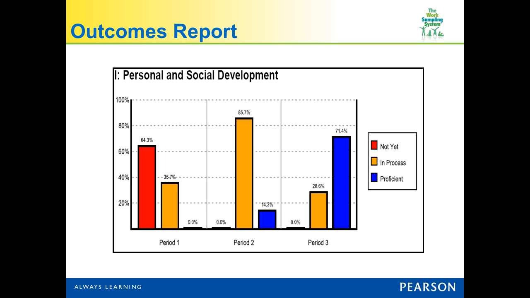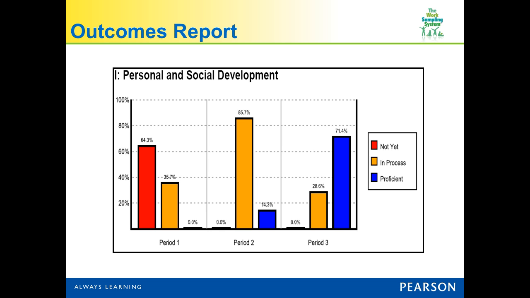And then by the spring, period 3, we can see still no one in not yet, fewer in process, and the majority in proficient. And this is a typical pattern that we would likely see with the growth and development of children over the course of a year. And I just wanted to reiterate, too, that in Work Sampling, we work with the developmental guidelines, and the developmental guidelines represent what we would hope for children at the end of the year. So this type of profile here in the outcome report makes sense based on that.